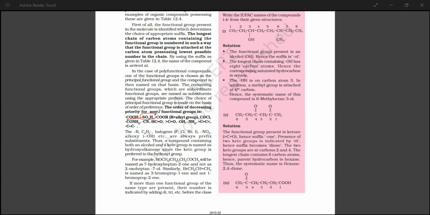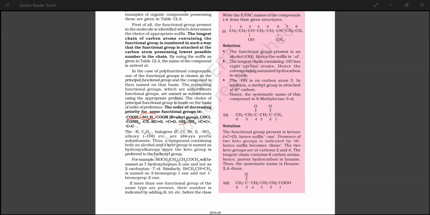Now see, this is the strongest functional group, that is carboxylic acid. Its IUPAC name will be oic acid. This is also given in the table. And this is sulfonic acid. Then weaker than that is ester. This is acyl chloride. This is amide. This is cyanide, that is nitrile. This is aldehyde. This is ketone. This is alcohol. This is amine. This is alkene. And this is alkyne.